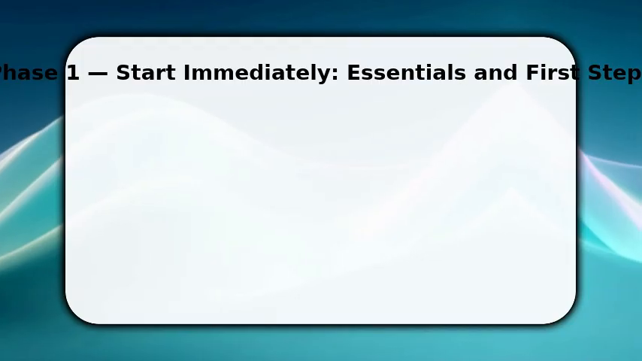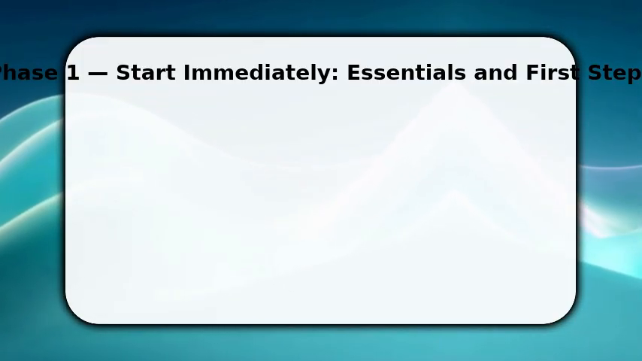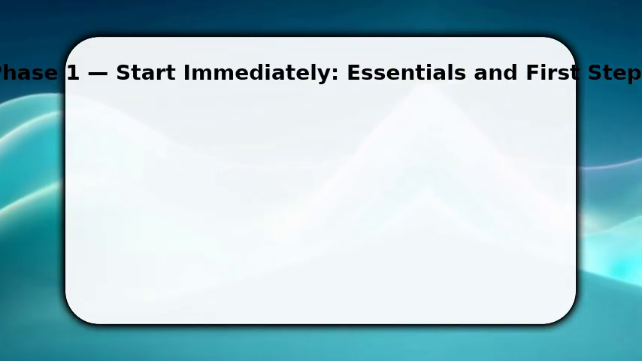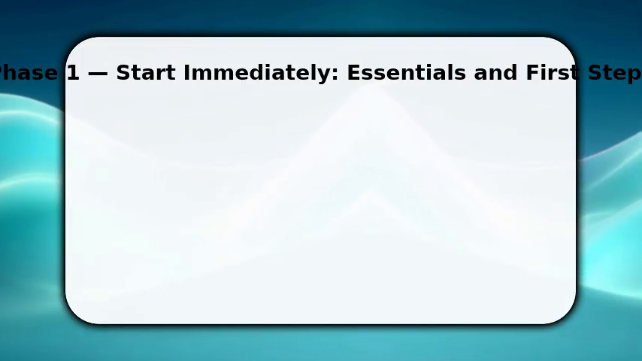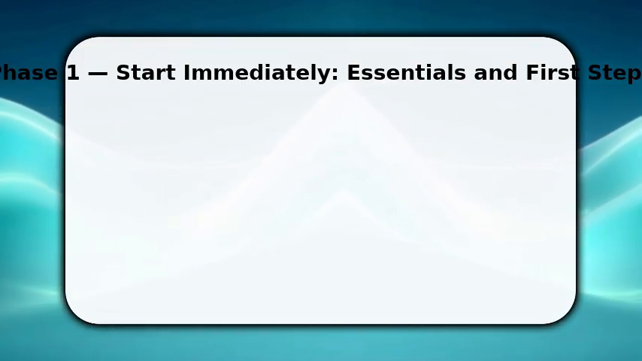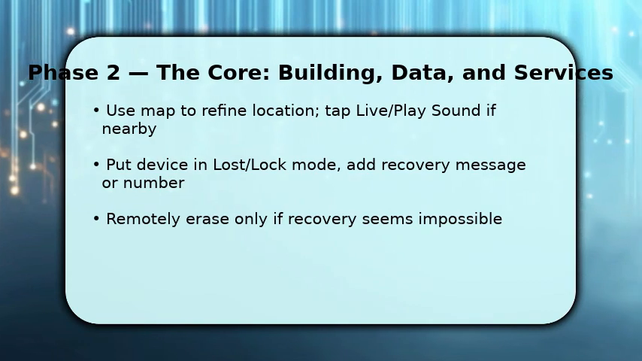Once done, open the locator app or website and refresh. You will see approximate position updates. Make sure Wi-Fi or cellular data is active, because without a network, the device cannot report its coordinates. Once the map shows a location, zoom in and check the timestamp to confirm freshness.